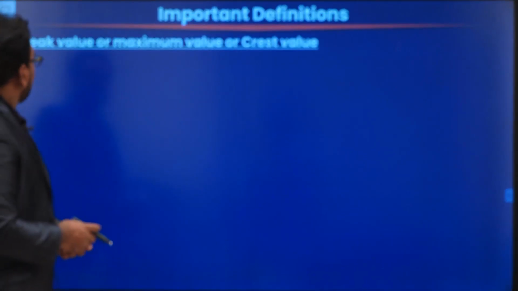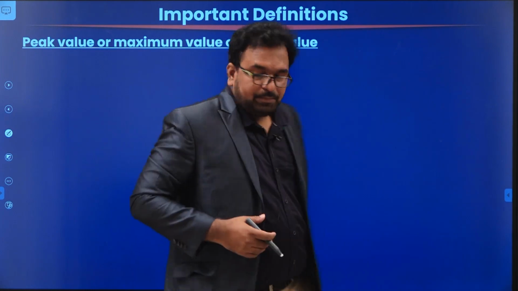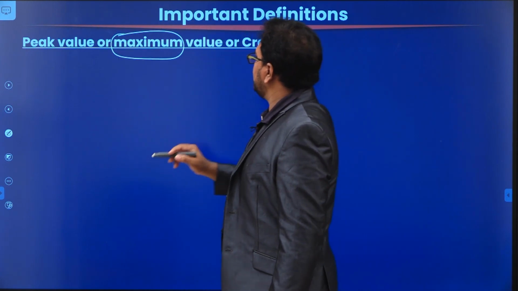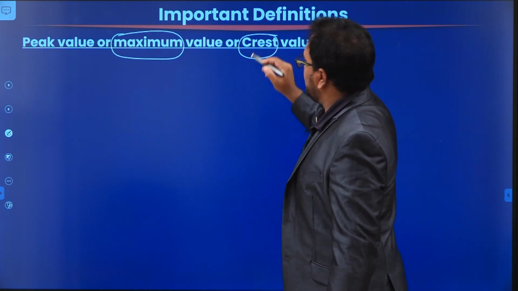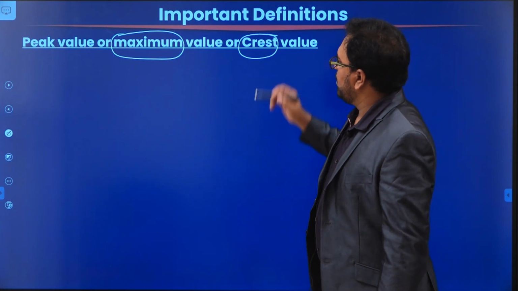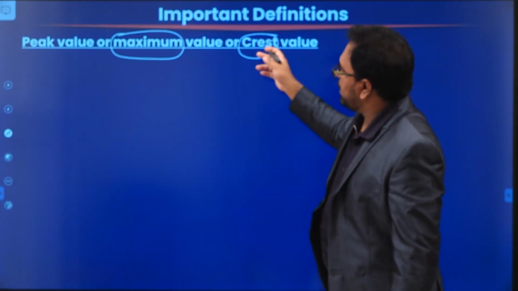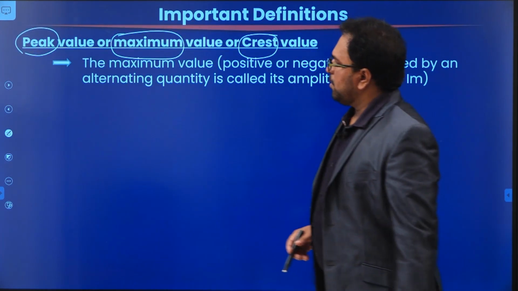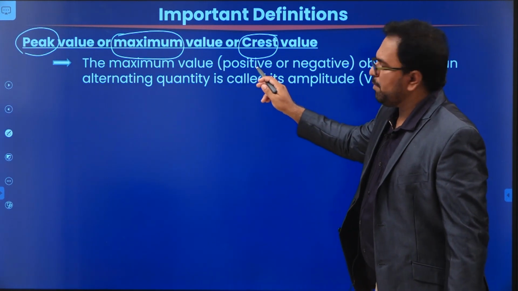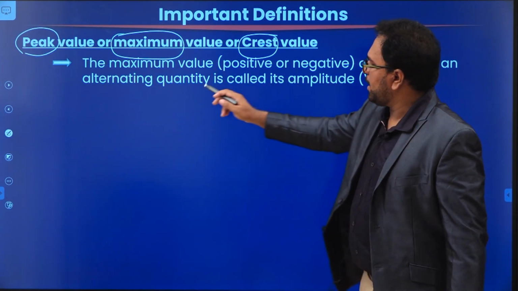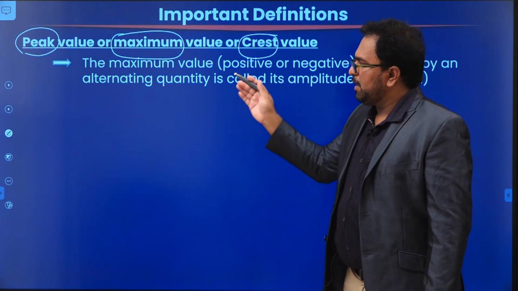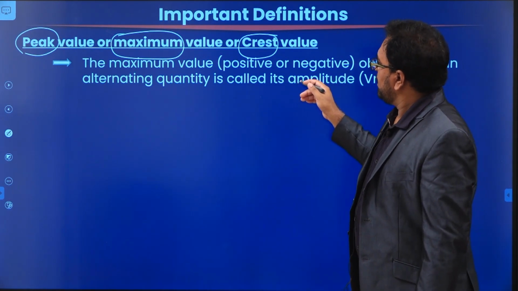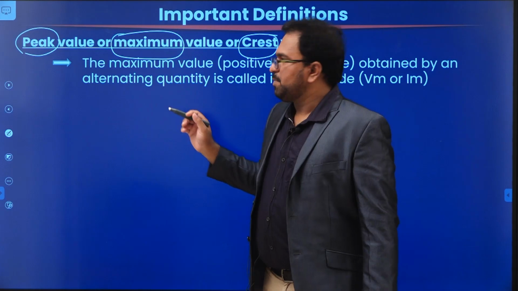Okay. Next one is the peak value. So peak value, or we can also call it maximum value, or in physics you already know this as crest value. In +2 course you call it a crest value. The same crest value can be called maximum value, or you can also call it peak value. So what is the definition? The maximum value, either positive or negative, obtained by an alternating quantity. So the maximum value obtained by an alternating quantity is called its amplitude. This amplitude is sometimes called peak value or maximum value.